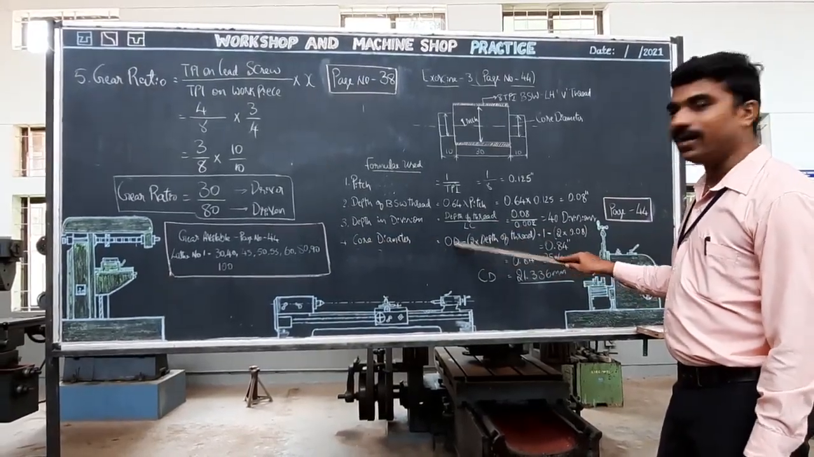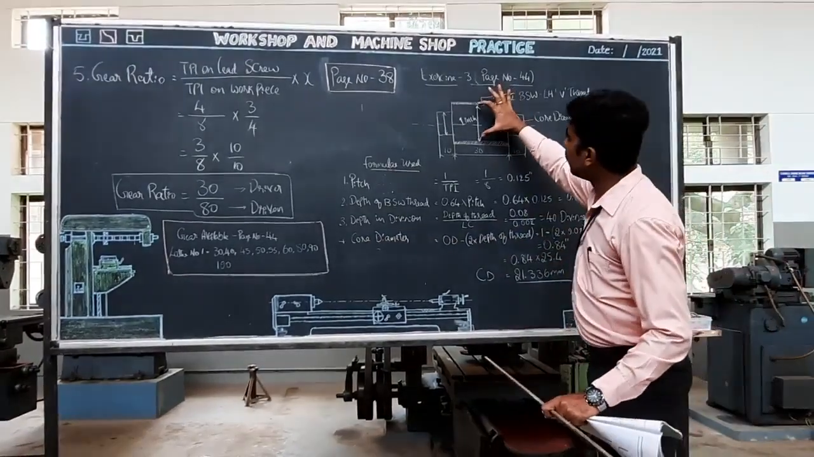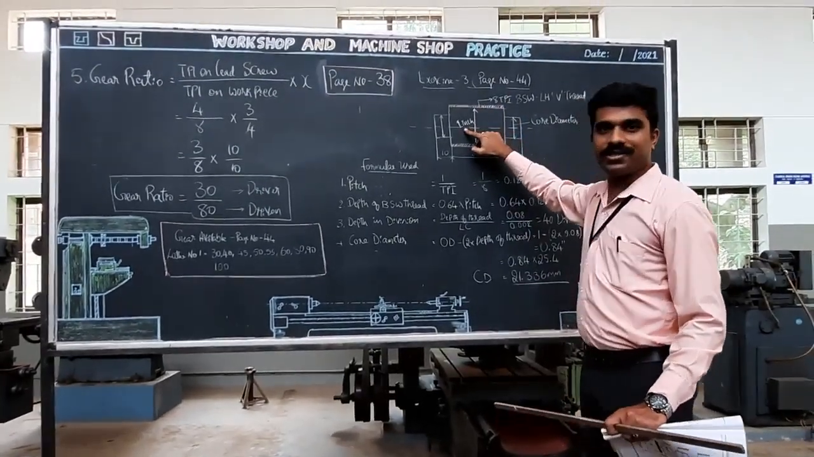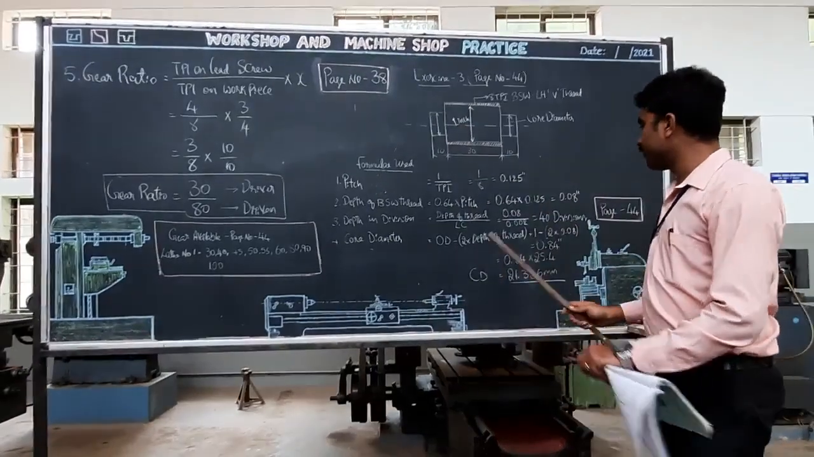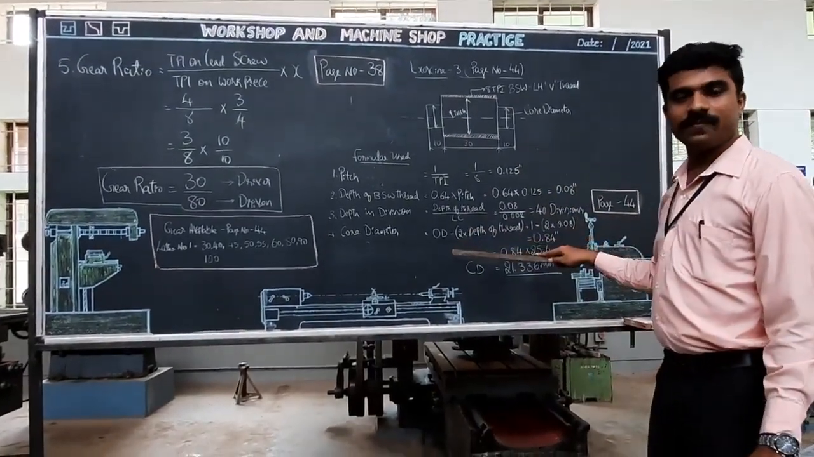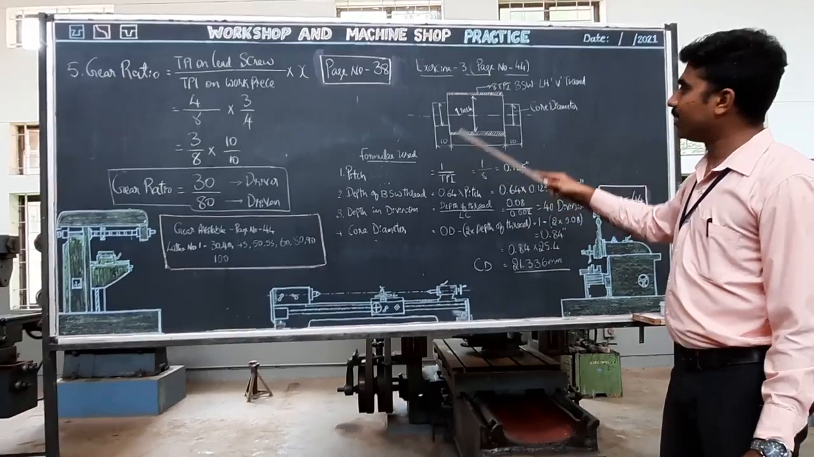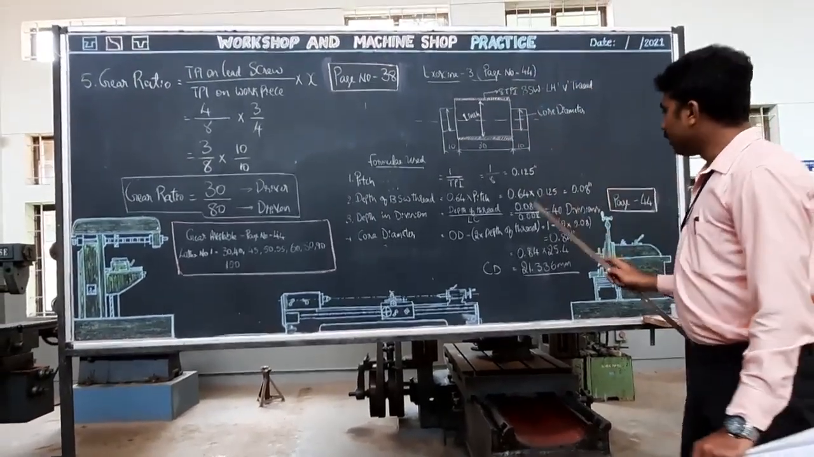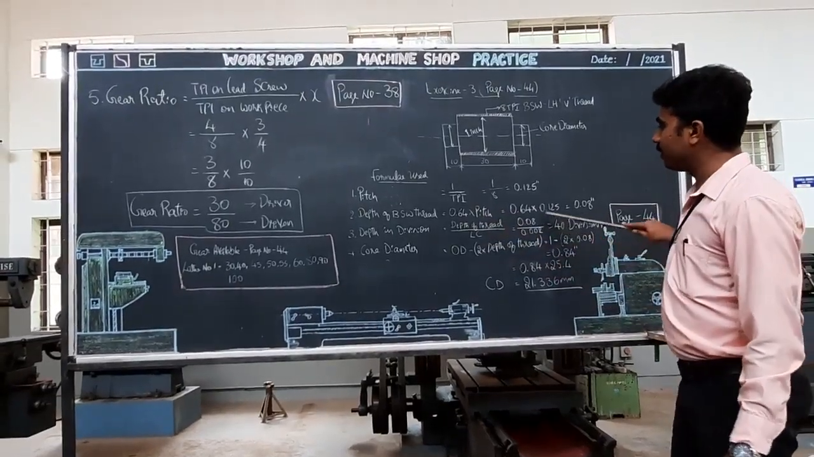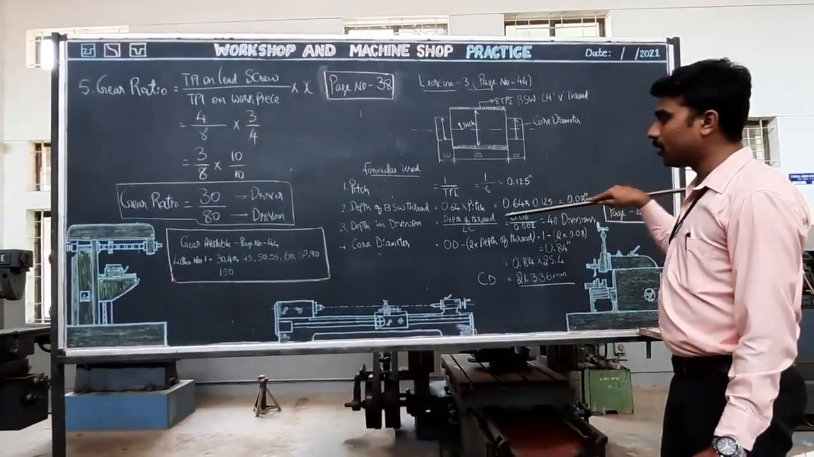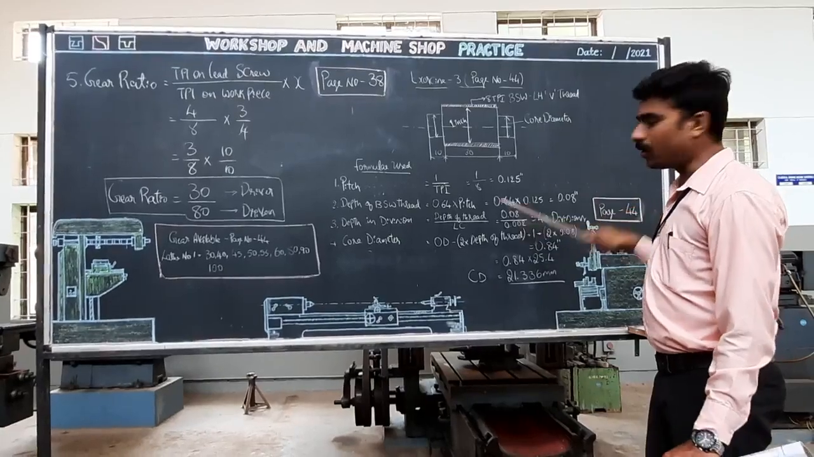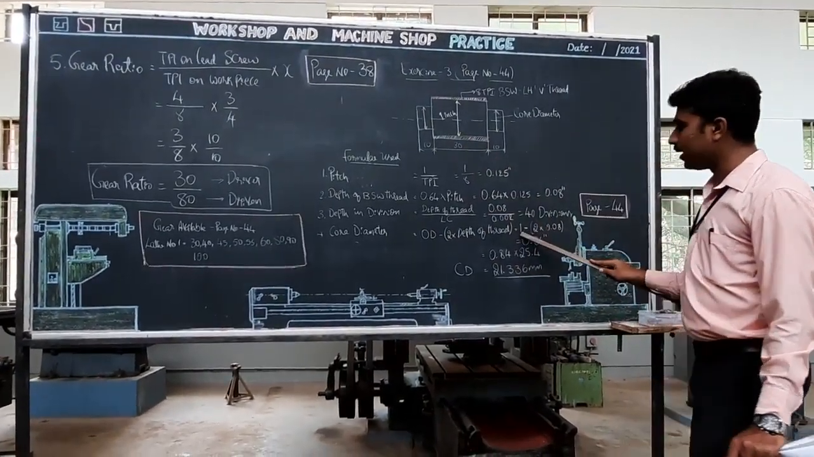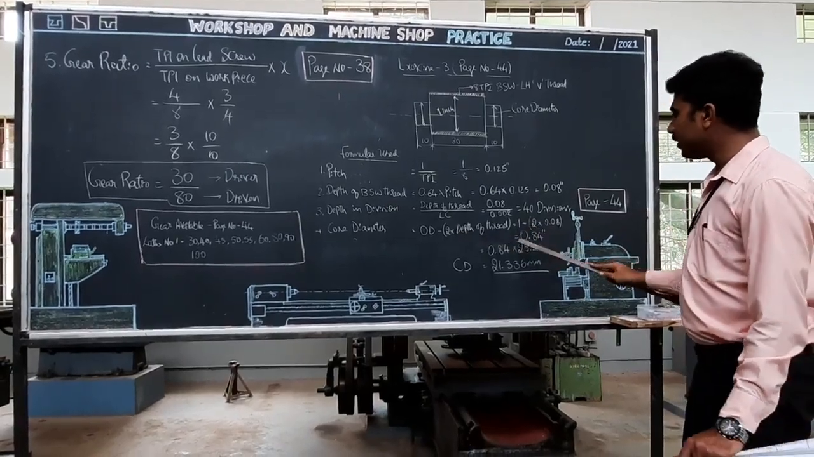What is the outer diameter? You can see here, the outer diameter is 1 inch. You can directly take 1 inch, or you can convert that to mm, where 1 inch is equal to 25.4 mm. Either way you can calculate, but make sure in what unit you are substituting the values. So I am taking the outer diameter in inch: 1 minus 2 into depth of thread.